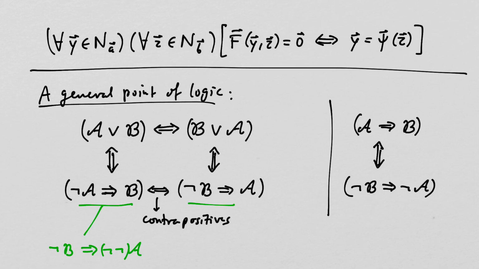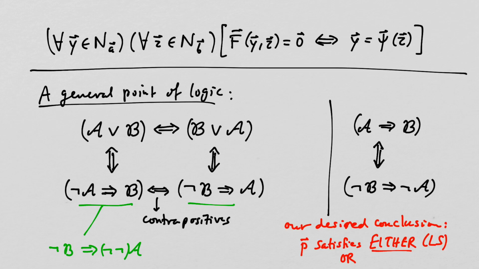All right, what's the relevance for us? The relevance for us is that we have a disjunction that we want to prove as our desired conclusion. What we wish to prove is that the point P satisfies either the Lagrange system or the degeneracy system. So in other words, we have a disjunction that we wish to prove. We can take A to mean that P satisfies the Lagrange system, and then take the meaning of B to be that P satisfies the degeneracy system.